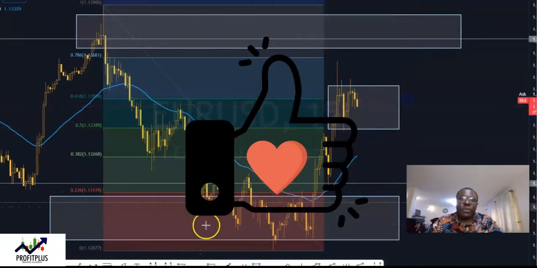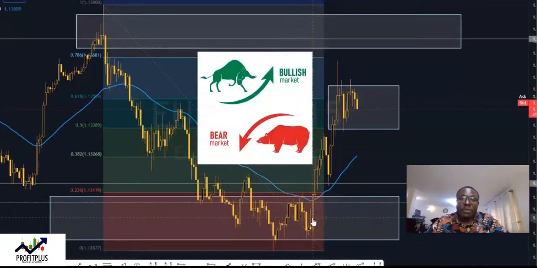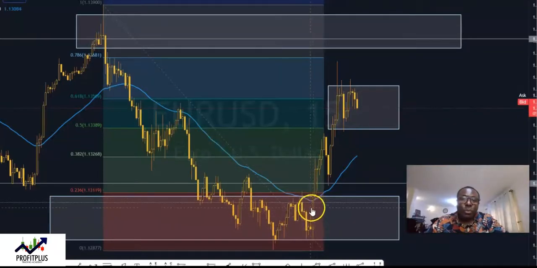I'm seeing 1, 2, 3 pushes down, and price was rejected. You can see this candle here. This is another sign for the bulls to take over. It's another sign for the bulls to take over. This is an engulfing candle. It's a strong bull candle.